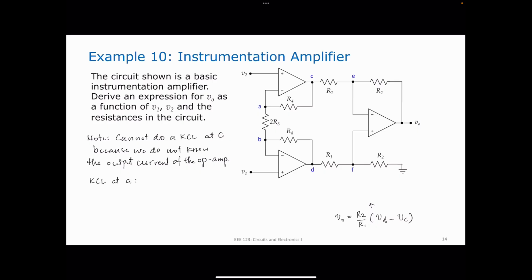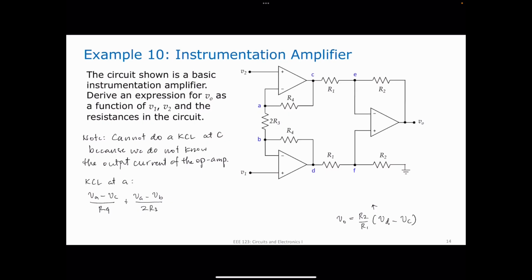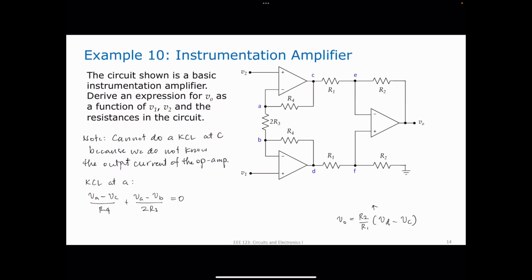If we do a KCL at A, you have VA minus VC over R4. So that's your current here. And then you have VA minus VB over 2R3. So that's your current going down here. And then we know that this current is 0. So naturally, this will be equal to 0.